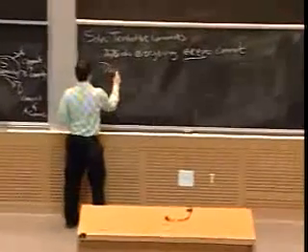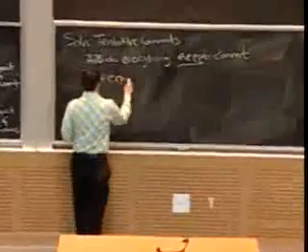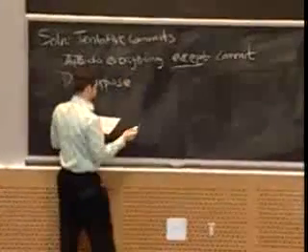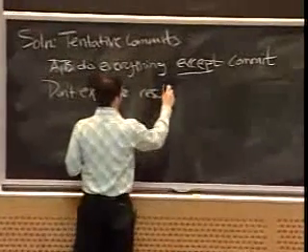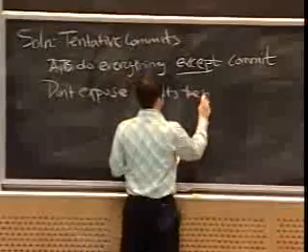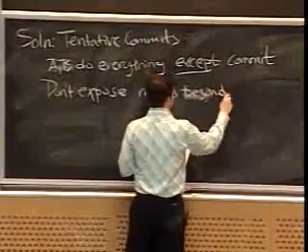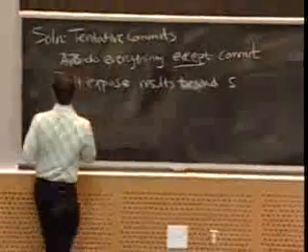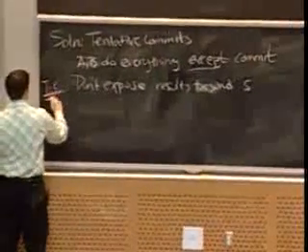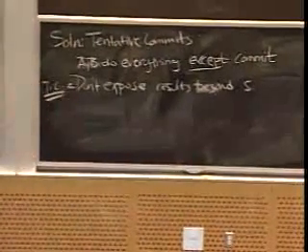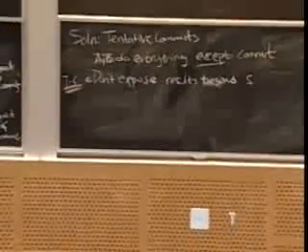So we say: don't expose results beyond S. A tentatively committed transaction, which I'm just going to write as TC, says it's not going to expose any of the results of its action outside of S.